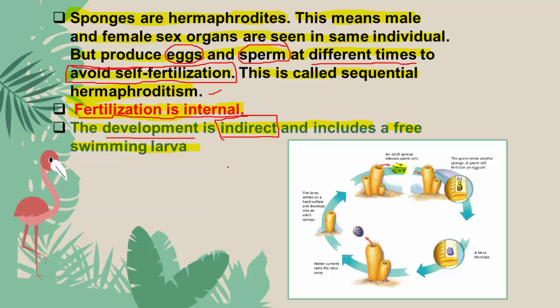Just remember, in the poriferans the development is indirect. That means the development includes a free swimming larva. If the development occurs through the larval stage, that kind of development is called indirect development. Internal fertilization means the fusion between male and female gametes occurs inside the animal body. That kind of fertilization is called internal fertilization. And during the development of an organism, if the larval stage is produced, that development is called indirect development.